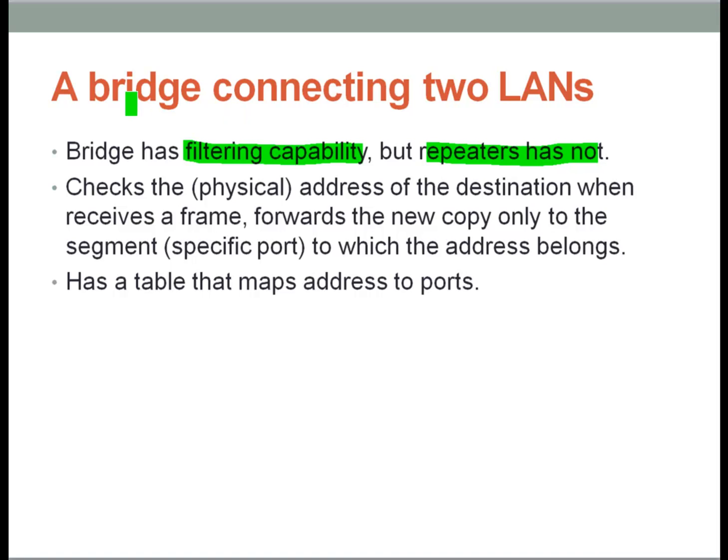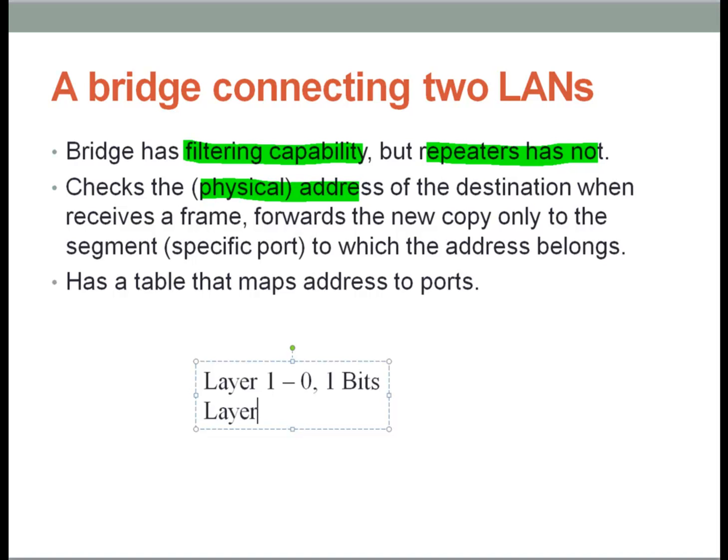Then the bridge is going to check the physical address. Physical address means MAC address. It is going to check the MAC address. Please make a note. In layer 1, everything will be in the form of zeros and ones, that means bits. We don't have any address, there is no address in layer 1. But if you go for layer 2, you are going to use the MAC address.